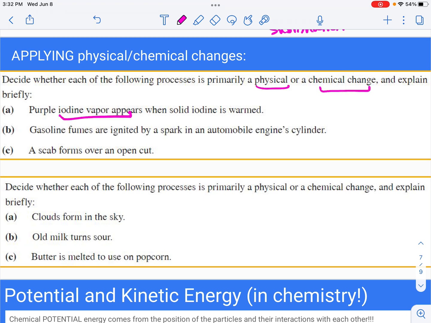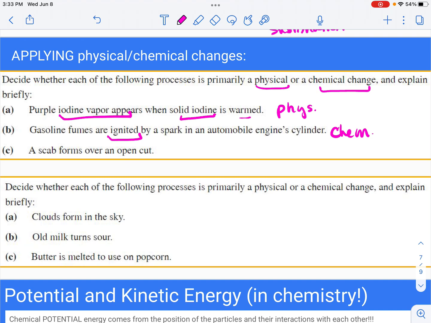We have iodine vapor appearing when solid iodine is warmed, and this would just be a physical change. This is a state of matter change. We have gasoline fumes ignited. This is a key word because ignition is going to be the activation energy for a chemical reaction. This is different than just warming or heating. This is beginning the part of a chemical reaction. What's happening is the beginning of the combustion reaction that occurs inside your car engine. And so this is a chemical change. The products will no longer be gasoline and oxygen. They will be new products, carbon monoxide and water vapor.